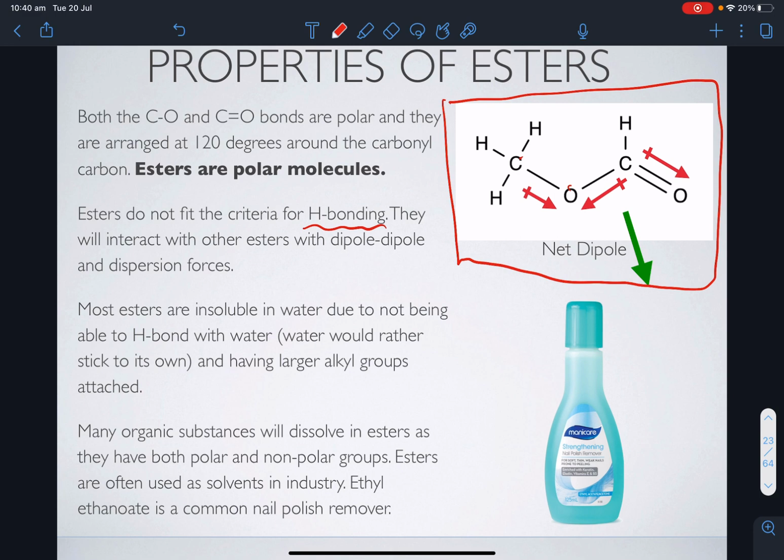Most esters are insoluble in water because they cannot form hydrogen bonding with water, okay? So you mix water and you mix an ester together, and water sticks together so strongly that it doesn't really want to interact with the ester, okay?